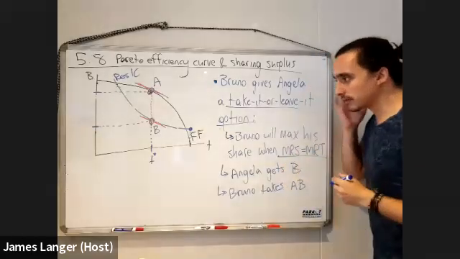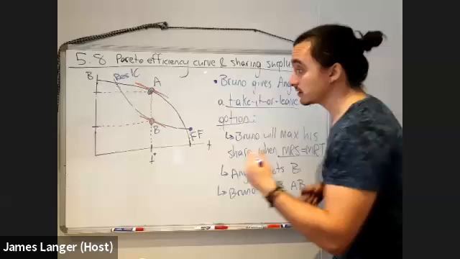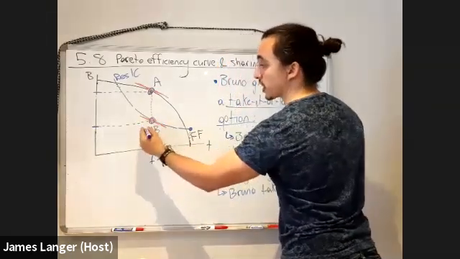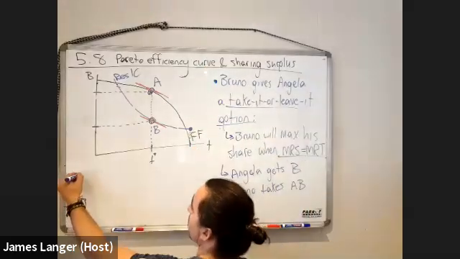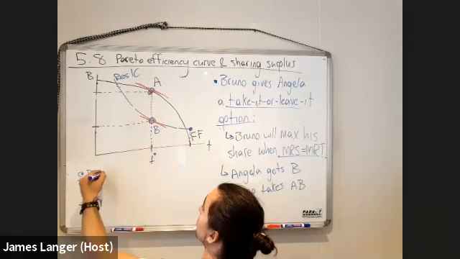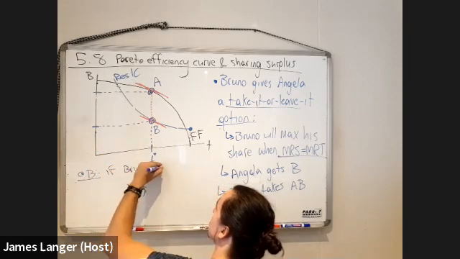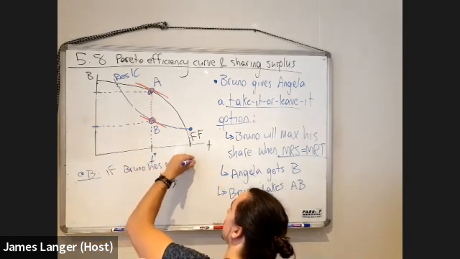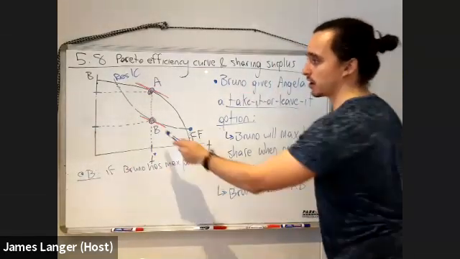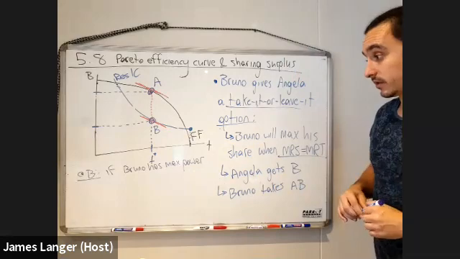Okay, so basically what I'm saying is that the sharing point is going to occur here, right? The sharing point is going to occur here at B, if Bruno has maximum power. At B, if Bruno has maximum power, that is the point where we would find the sharing.